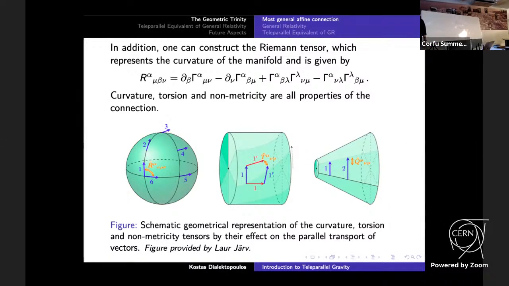Now, if we have a space-time which is flat, so there's no curvature and no non-metricity, there is only torsion. If you parallel transport one vector along another vector, the parallelogram will not close, and this difference will be proportional to the torsion of space-time. Analogously, if you have a space-time with no curvature and no torsion, the non-metricity will give you a difference in the length scale of the vector.